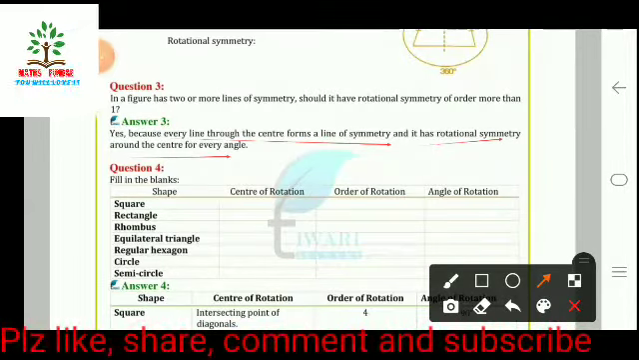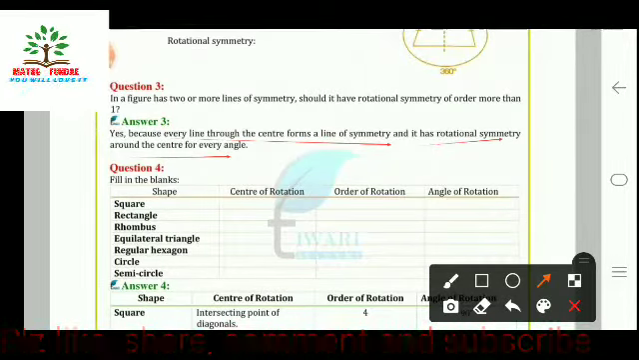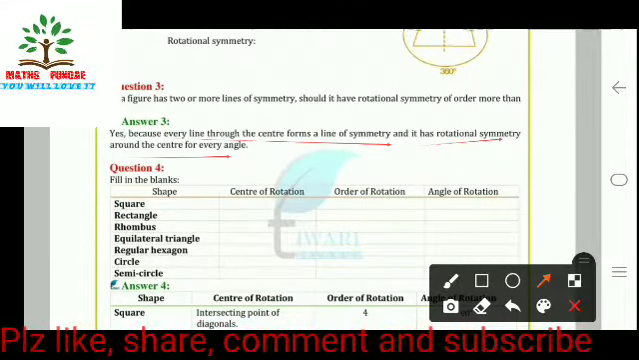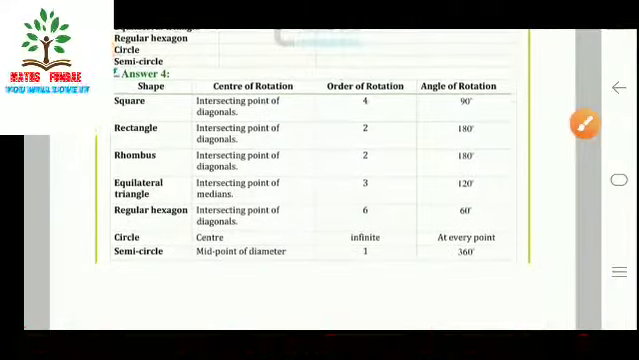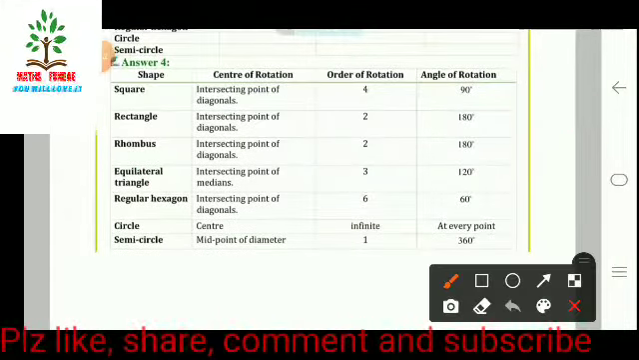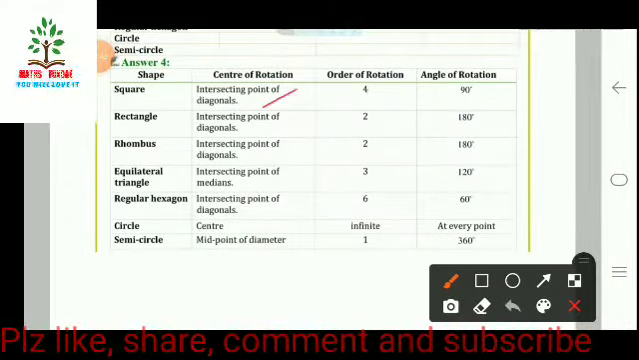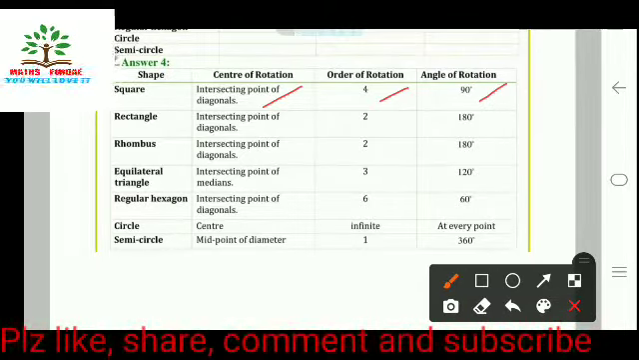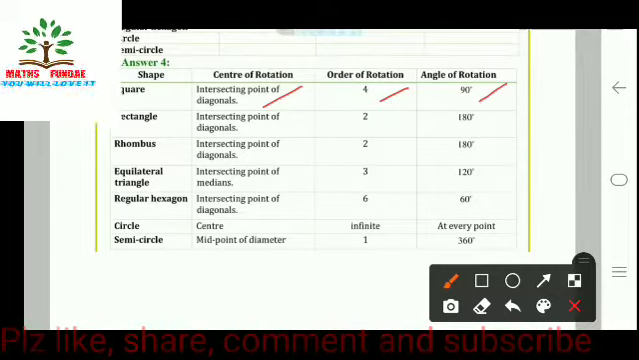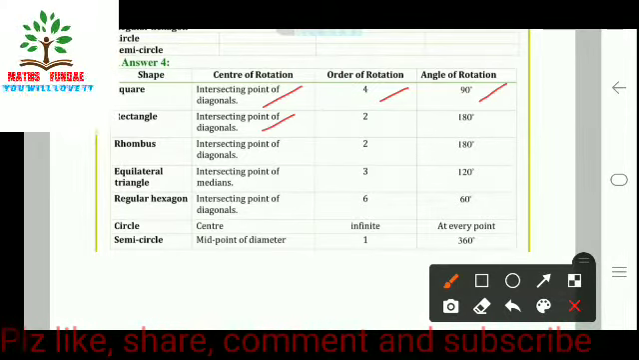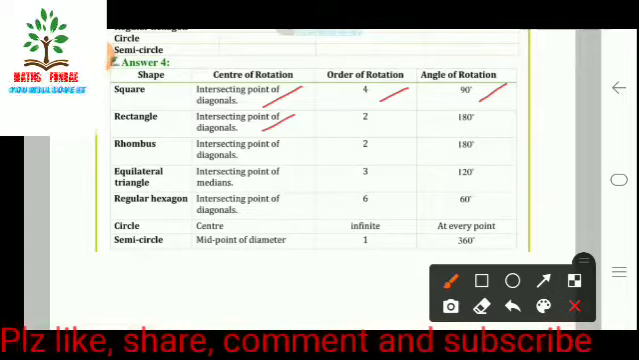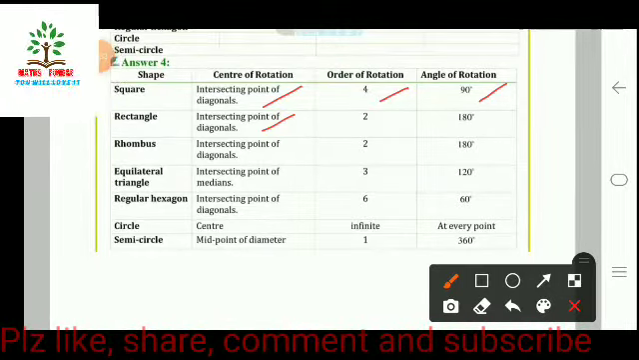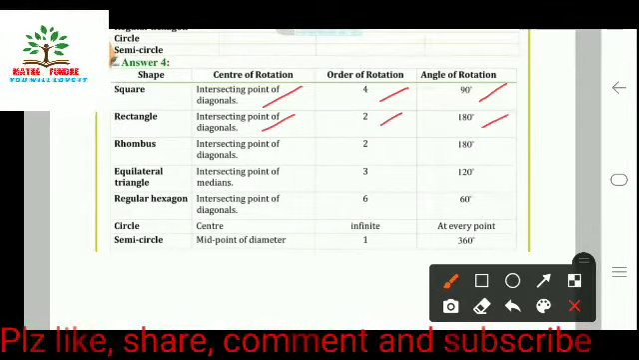Now question number 4 is fill in the blanks. We have to tell the center of rotation, order of rotation and angle of rotation for the square and other shapes. So for the square, the center is the intersecting point of the diagonals, the order of rotation is 4, and the angle of rotation is 90 degrees. Then the rectangle: the intersecting point of the diagonals is the center, along which we have to rotate. The order of symmetry is 2 and the angle of rotation is 180.